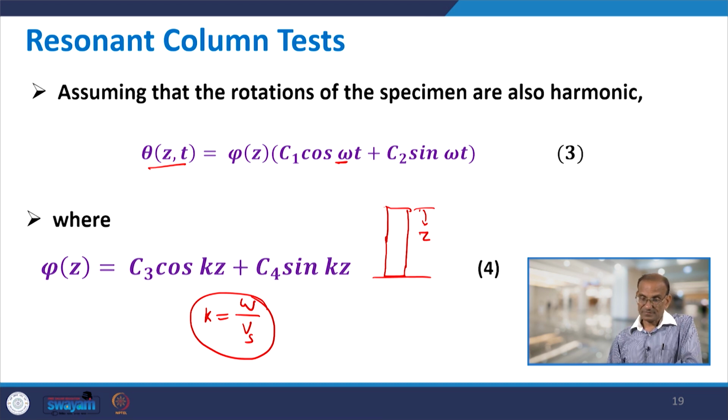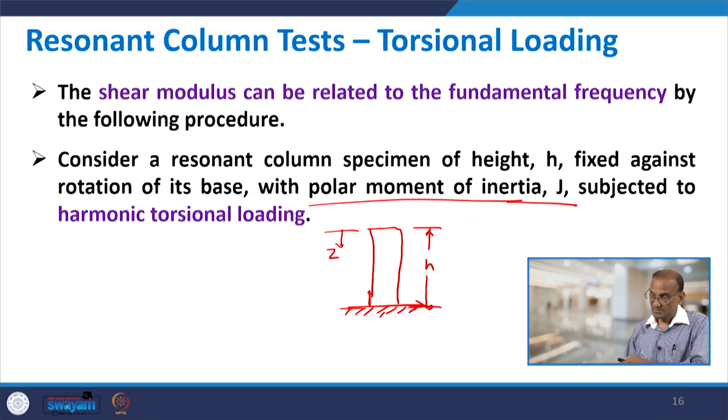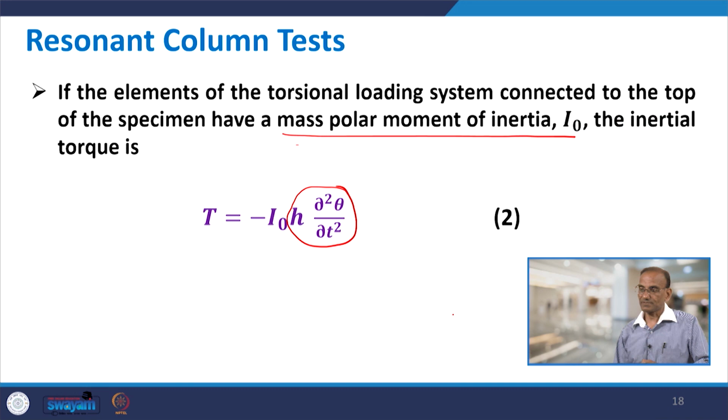So, what we do here is separate the variables: phi Z is the variable with respect to Z only, and the second part is with respect to t only. So, now using equation numbers 1, 2, 3 and 4, we apply the zero rotation boundary condition at the base, z equal to 0. Here z is measured from the base. So, z is measured from the bottom, upward side positive. So, at this base z will be 0.